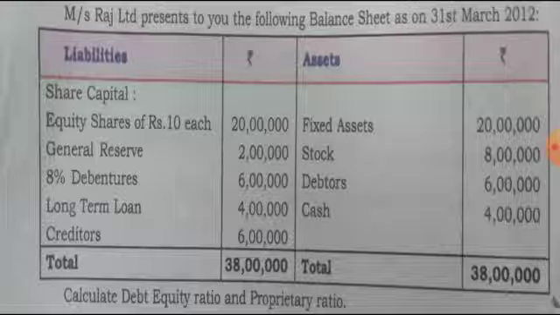Calculate debt equity ratio and proprietary ratio. So debt equity ratio, the formula we all know that long term debt divided by shareholders funds. So here what are the long term debt? As I already said, the long term debts are bonds, debentures and term loans. So here the long term debt are 8% debentures 6 lakhs and long term loan 4 lakhs. What are the shareholders funds here? The shareholders funds include equity shares of rupees 10 each, 20 lakhs, and general reserve 2 lakhs, 22 lakhs, that is shareholders funds. Let us see the sum in detail.